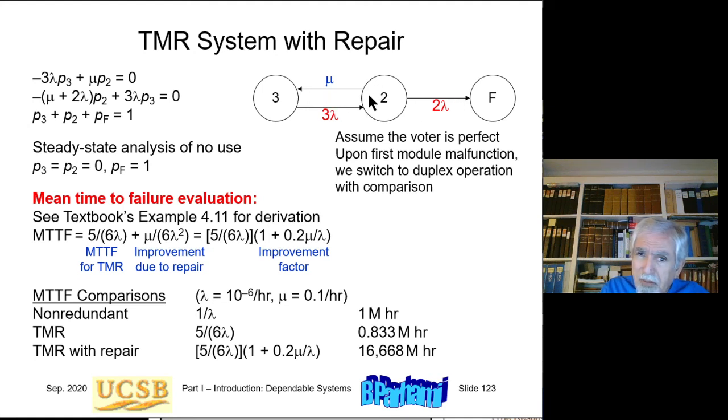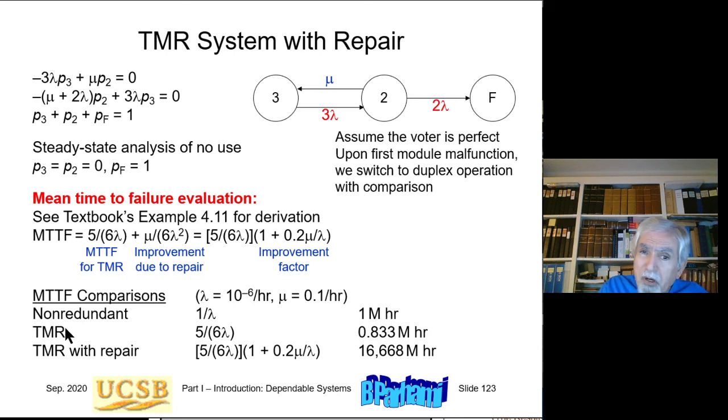And therefore, the system will fluctuate back and forth between these 2 states many times before the system fails. So you expect that mean time to failure of the system to increase. I let you read the details on this slide and in the textbook. Sure enough, it does. When you have a non-redundant system, the failure rate is lambda, and the mean time to failure is 1 over lambda.